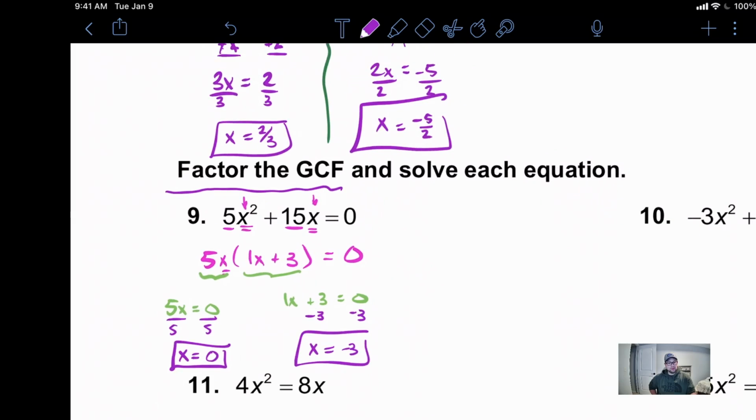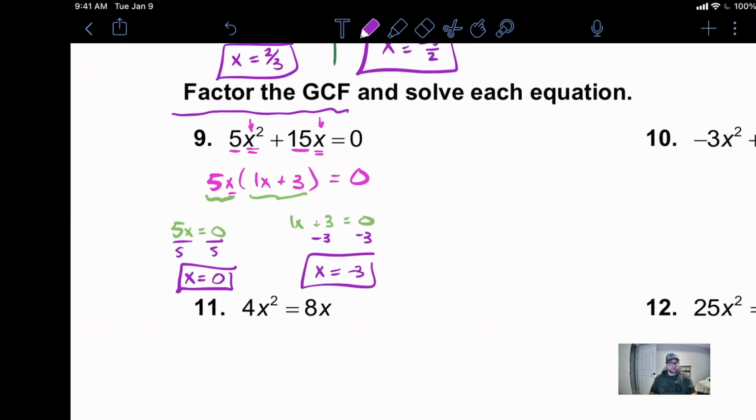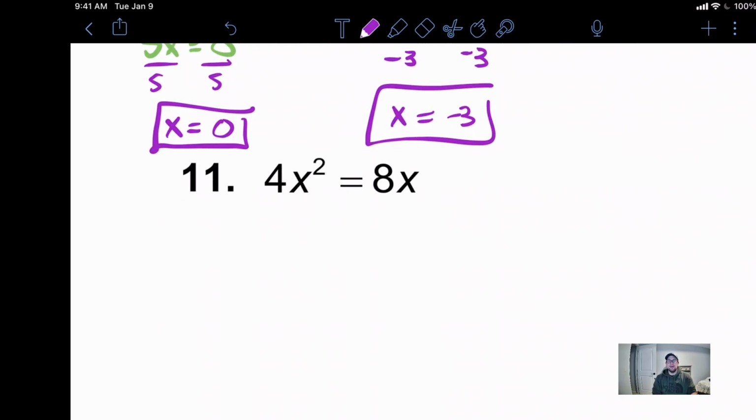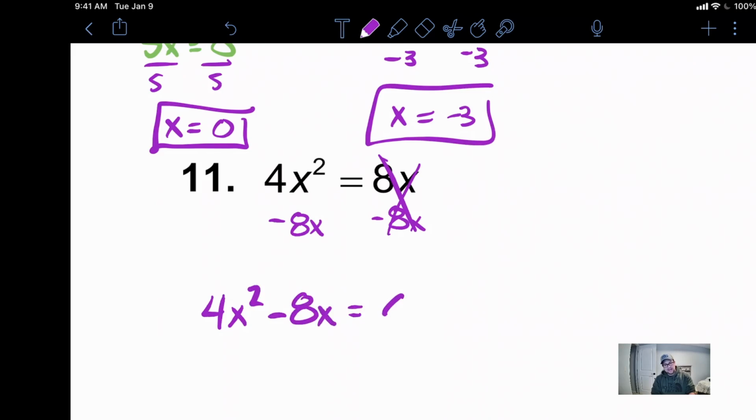So when we do this, the first step is going to be to factor, and then after we factor, we are actually going to solve using the zero product property. Now, looking at this problem, this one's unique because we have x's on both sides of the equation. So the first thing we need to do is get our x's onto the same side. So I'm going to subtract 8x from both sides. So I'll end up with 4x squared minus 8x. Now, 8x take away 8x will give us 0. Right? That equaling 0 is very important here.